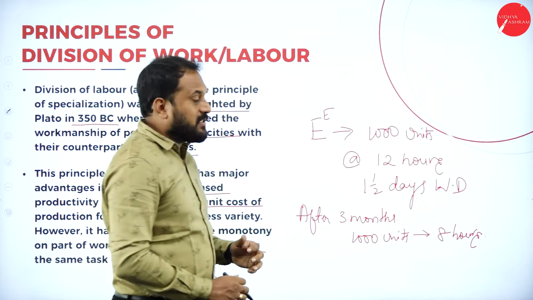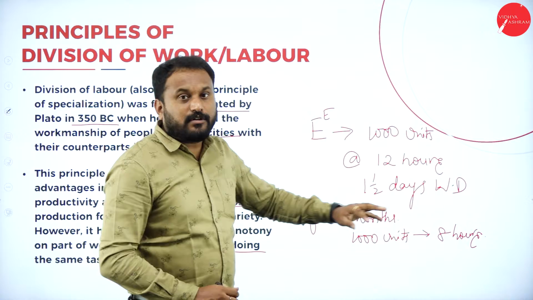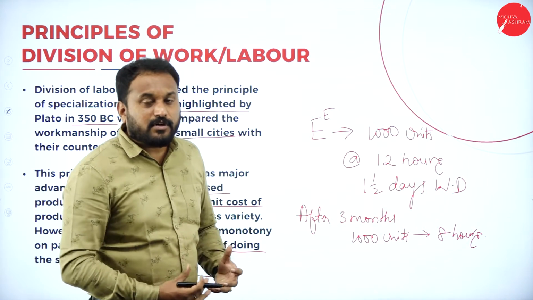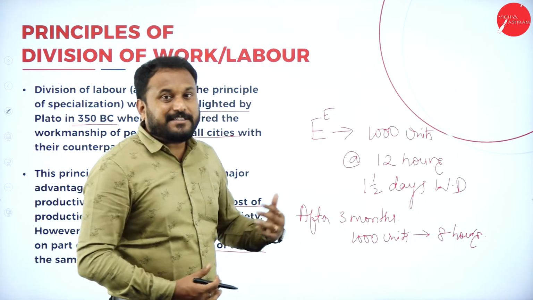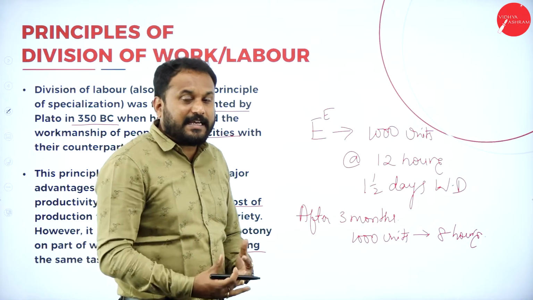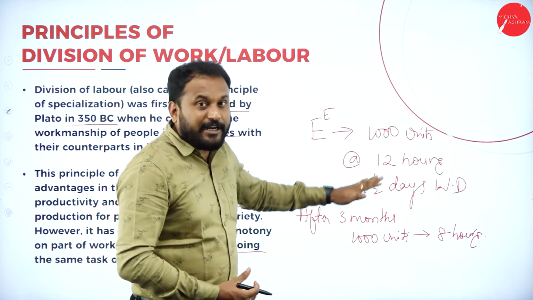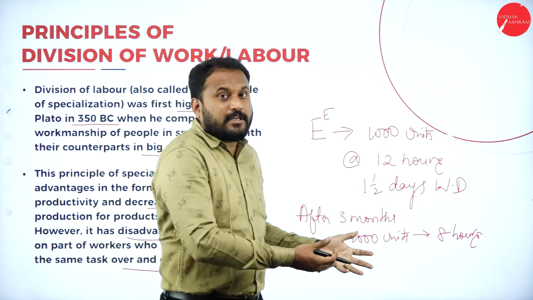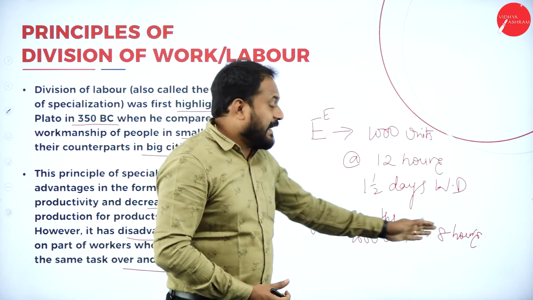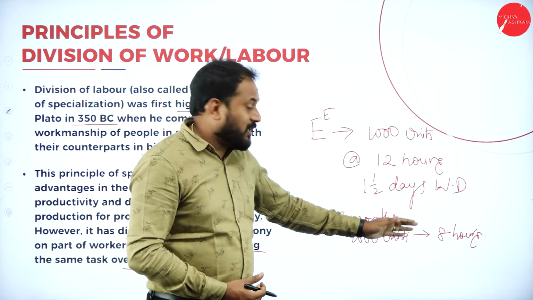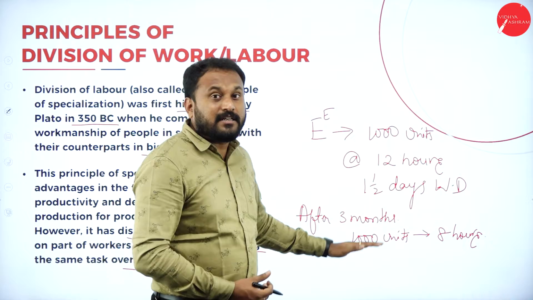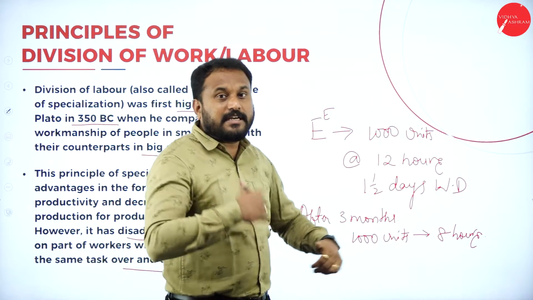Within 8 hours. That means half a day is saved. So if you try to calculate the division of work, what happens after 6 months? He gets expertise in it, and that can reduce the time. That is, in 1000 units he can produce more within 8 hours, or he can actually produce in less than the hours which he has actually taken.